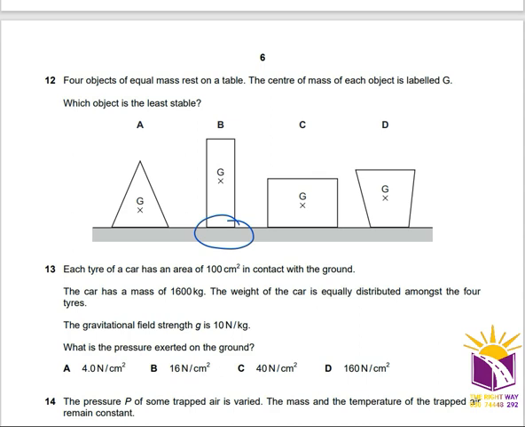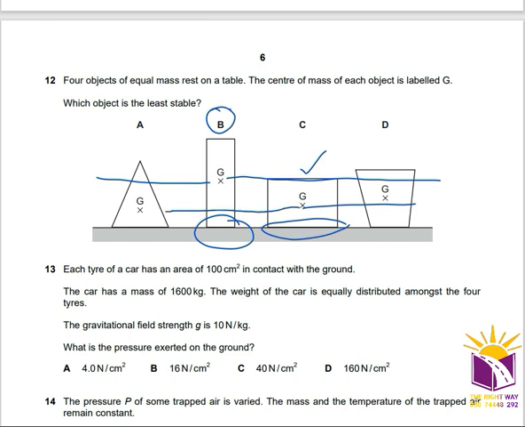And the other condition for the least stability is that the center of gravity or center of mass is higher. So the center of gravity of B is also higher than all the other shapes. So B is the least stable. And when we ask which is the most stable, we can see from here this C is the most stable, because its center of mass is equal to A, but its area of contact is greater than A. So C is most stable and B is the least stable.